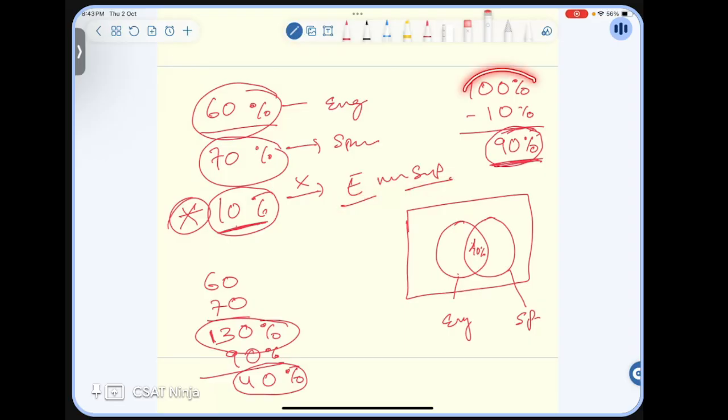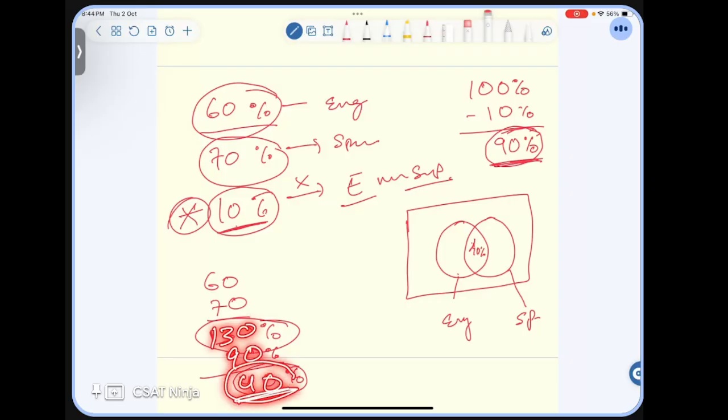So from this 100%, I'm subtracting 10%. Why? Because there are 10% who speak neither English nor Spanish. So now we are talking about 90% of the people. But we are getting that 60% speak English and 70% speak Spanish, so in total we are getting 130. Actually, there is only 90, but we are getting 130 here. Why? Because there is a certain group of people who speak both. So that's the reason we are getting a total of 130. So from this 130, I'm subtracting 90, which gives me 40.